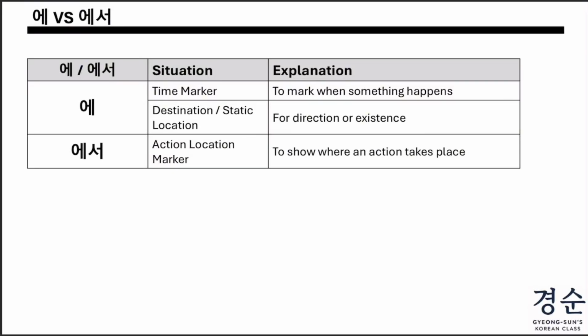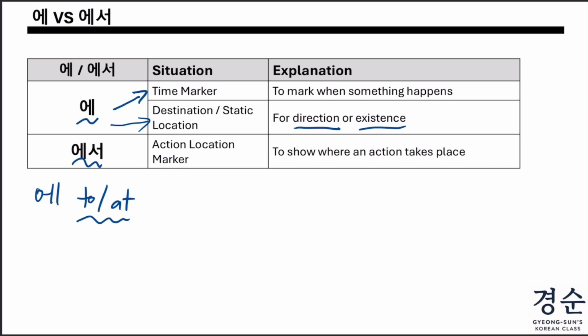Today we will learn about 에 and 에서. Okay? So as you can see here, we have 에, 에서. So for 에, it's similar to "to" or "at" in English. As you can see here, it's either a time marker to mark when something happens or a destination or static location marker. Okay, so for direction or existence. I will explain it further, don't worry.